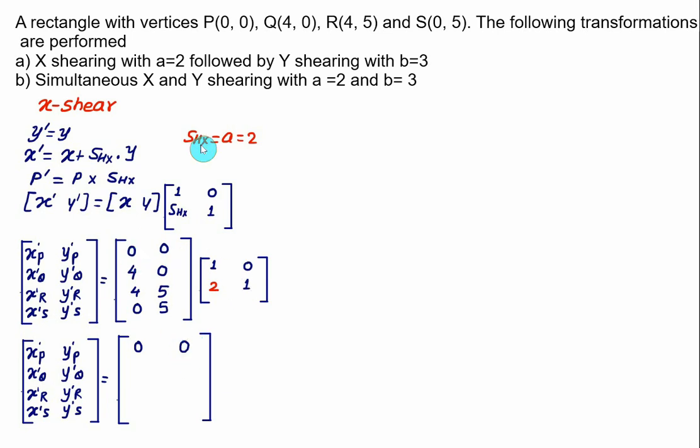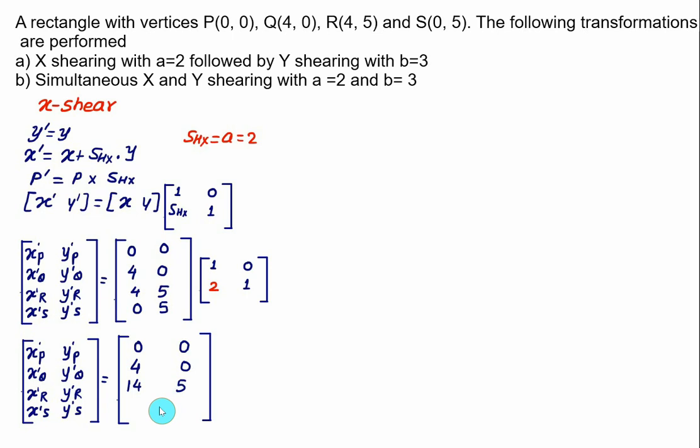Now point P is at the origin, so that will not change. Then we have 4 into 1 is 4 plus 0 into 2 is 0, that is we have 4 left. Then we have 4 into 0 plus 0 into 1 is 0. This point is also on the x-axis, so the x coordinate will not change. Then we have 4 multiplied by 1, that is 4, plus 10, that is equal to 14. 4 into 0 is 0. 5 into 1 is 5.